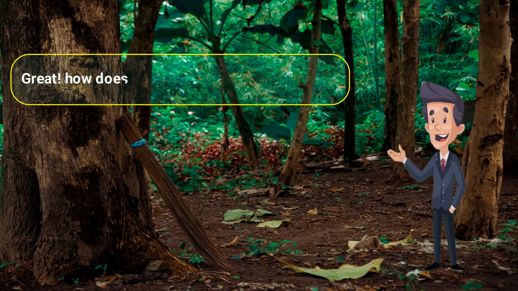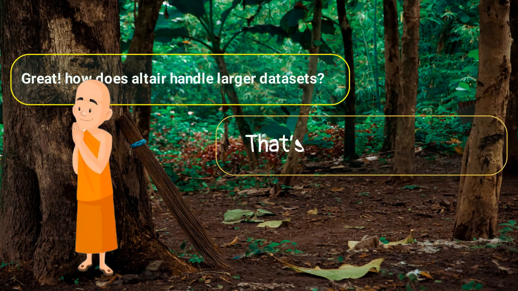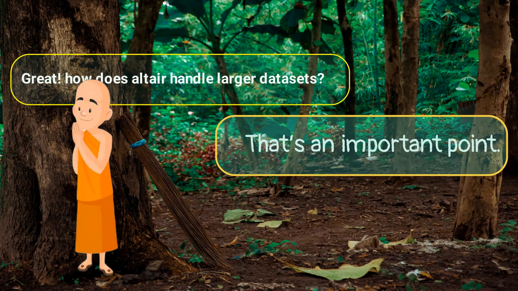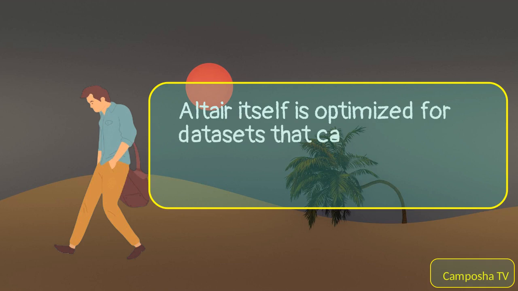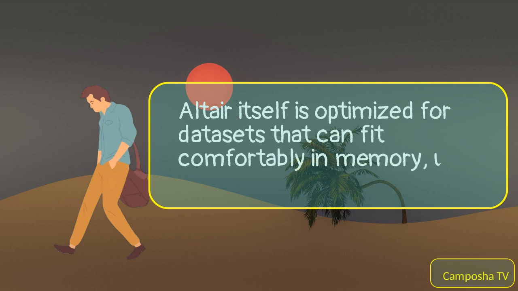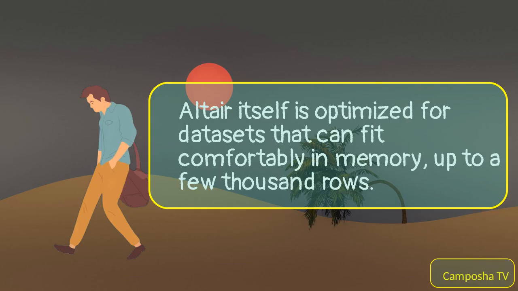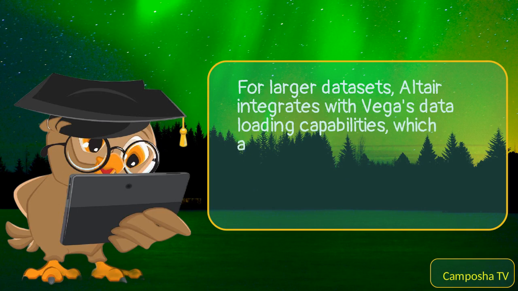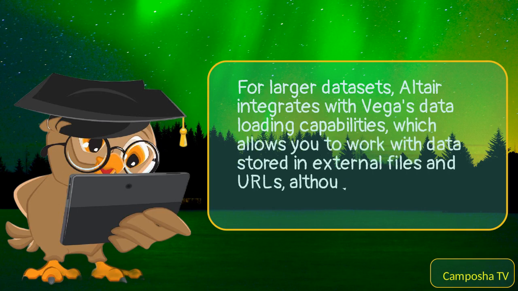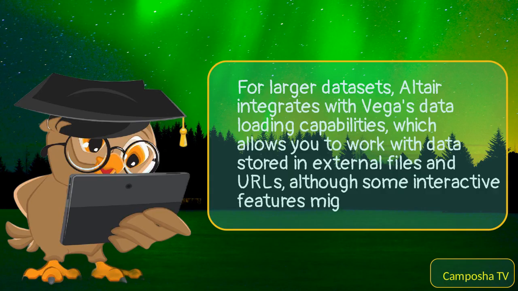Great. How does Altair handle larger datasets? That's an important point. Altair itself is optimized for datasets that can fit comfortably in memory, up to a few thousand rows. For larger datasets, Altair integrates with Vega's data loading capabilities, which allows you to work with data stored in external files and URLs, although some interactive features might be limited.